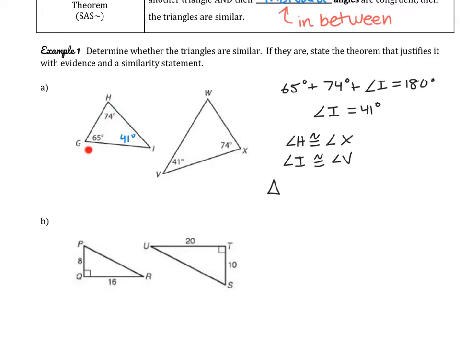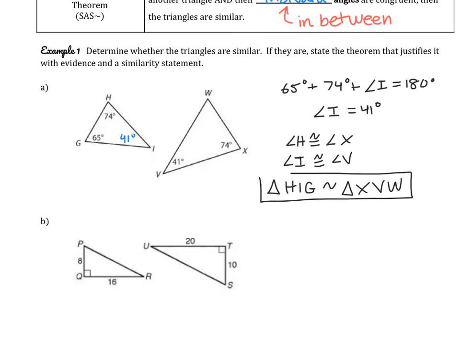So if I do HIG, remember we need to match the parts. So again, this is the symbol for similar. H must go with X, so X has to come first. I corresponds with V, so V must come next, which means W goes last. Your answer might look different, but remember the angles that correspond must go in the same place. So make sure you have that. So here's our similarity statement, and remember our reason for that is the angle-angle similarity theorem.